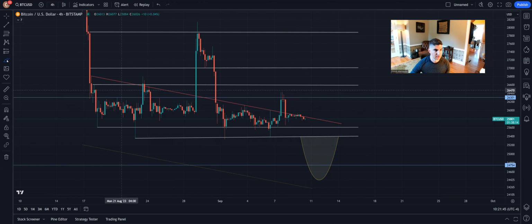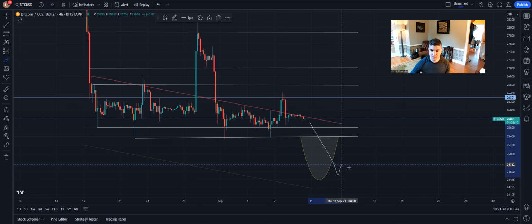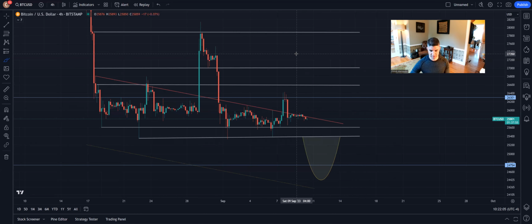And then the fourth possibility would be, like I said, you start getting a weekly close under these ranges, and that could take us down to 22, 21. But again, that hasn't happened. I'm just giving you how I see this from all viewpoints.